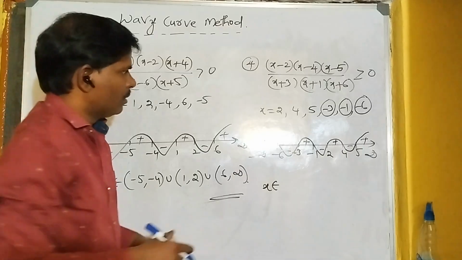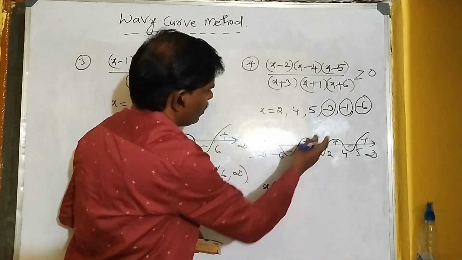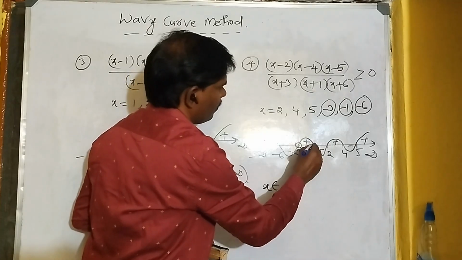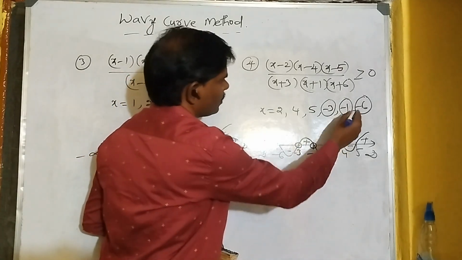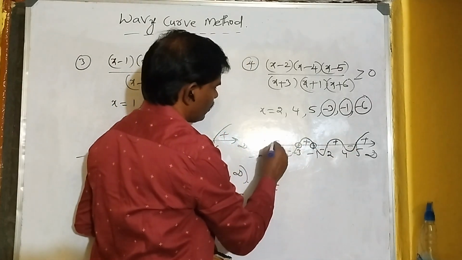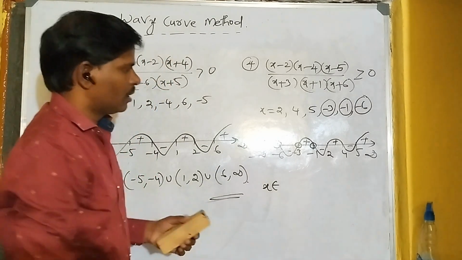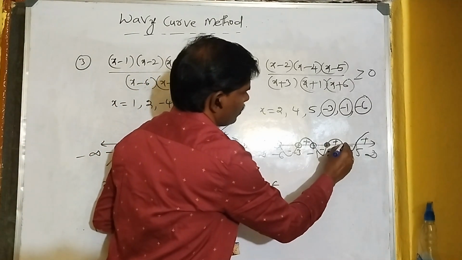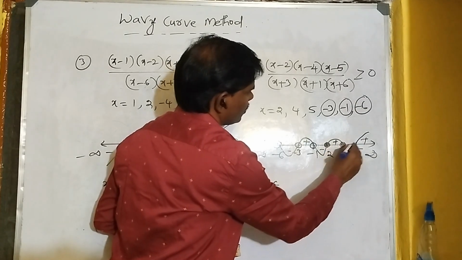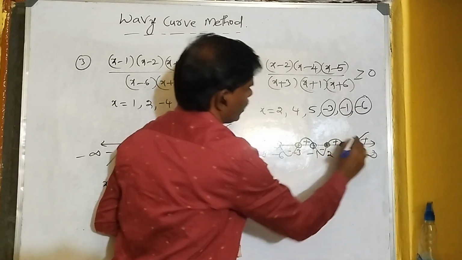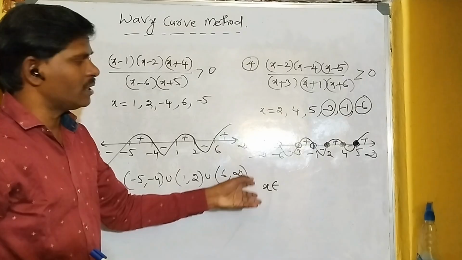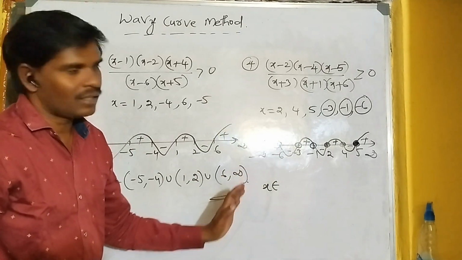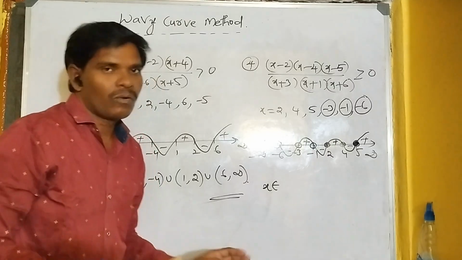Remaining are included. This one is not included: -3, a hollow curve. -3, -1 also hollow curve. Next, -6 also hollow curve. Remaining ones are thick circles. This is the thick circle, this is also a thick circle, this is also a thick circle. The hollow curve means open interval. Thick circle means closed interval.